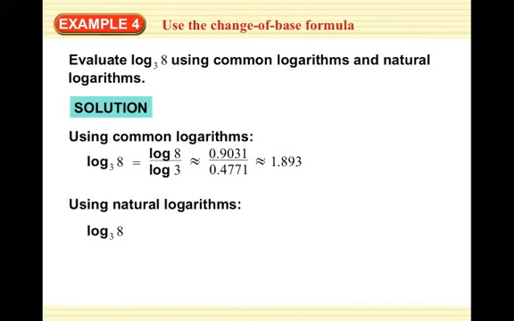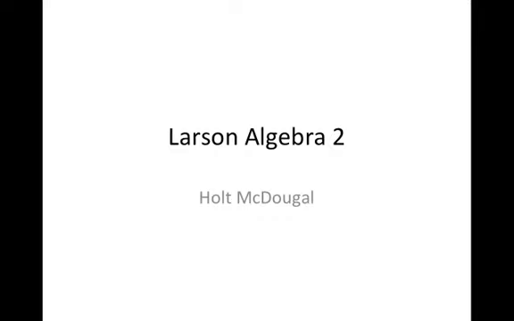If we use natural logarithms, log base 3 of 8 is equal to the natural log of 8 divided by the natural log of 3, which is about 2.0794 divided by 1.0986, which is approximately 1.893. You can also take your calculator, now that you've worked the problem, if you want to check, and you'll see you get pretty much the same thing if you just put log base 3 of 8 directly into your calculator. Okay, that's it for this lesson.